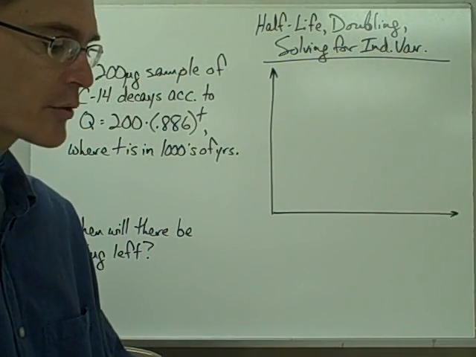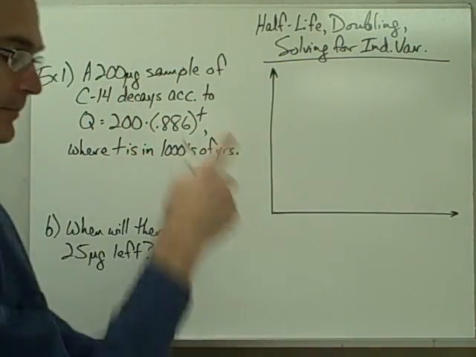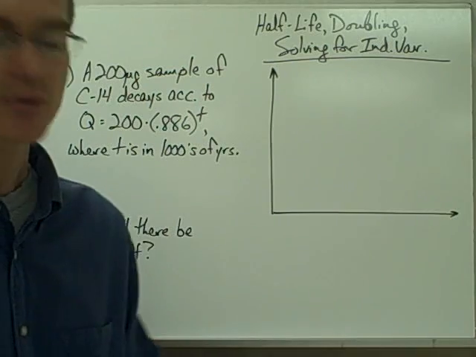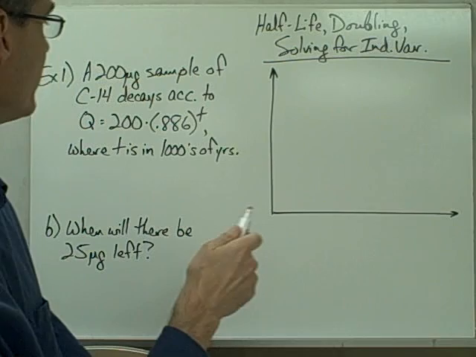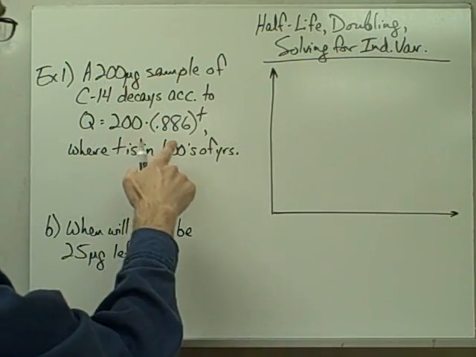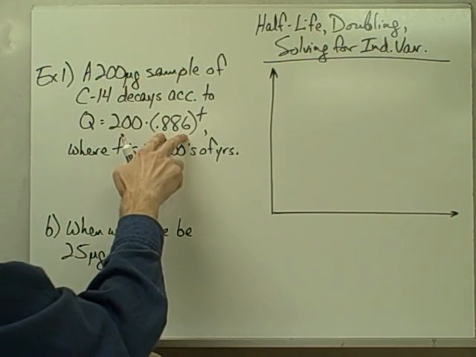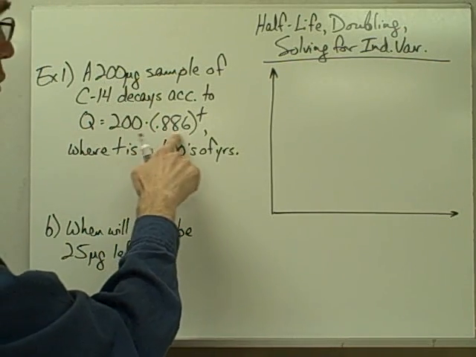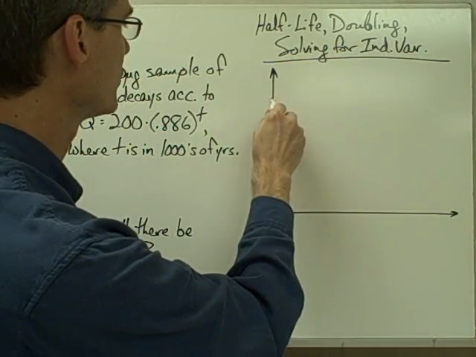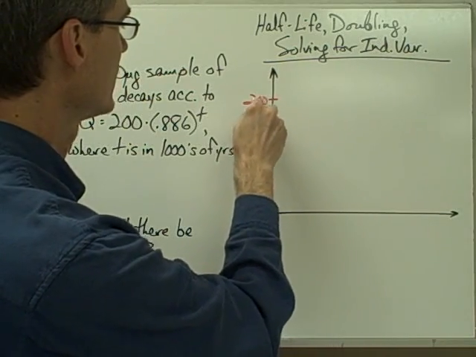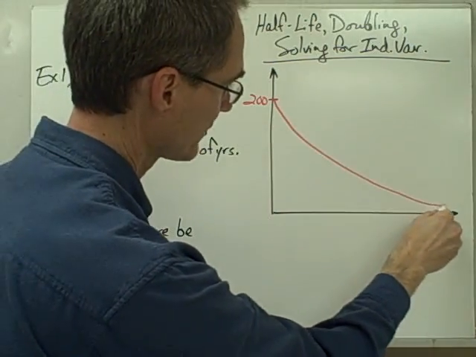Example number one says a 200 microgram sample of carbon-14 decays according to this formula, where t is in thousands of years. And the first thing it says is sketch a graph of the function. Okay, so I've got this function here that's given to me. I know my initial value is 200, and I know that it's decaying, because my factor here is less than 1. So I'm going to start at some value of 200, and it's going to be decaying, so exponential decay. My graph is going to look something like that.